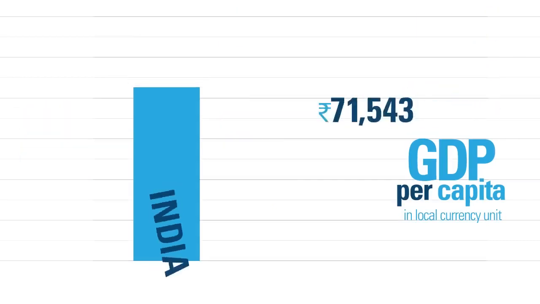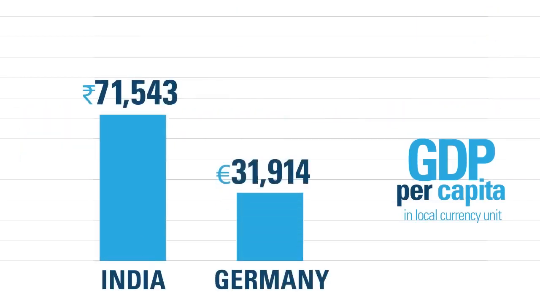This is the GDP per capita of India and Germany, but these bars are not comparable because they're expressed in different currencies, Indian rupee and German euro. In order to compare them, they need to be converted into the same currency. So let's convert them into the US dollar.